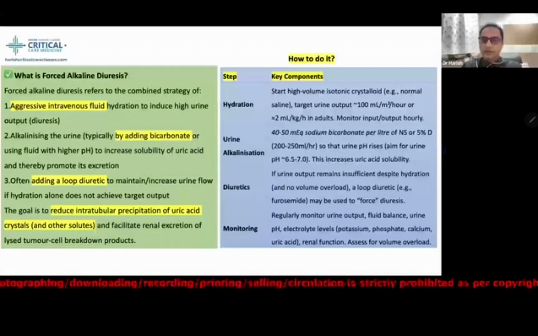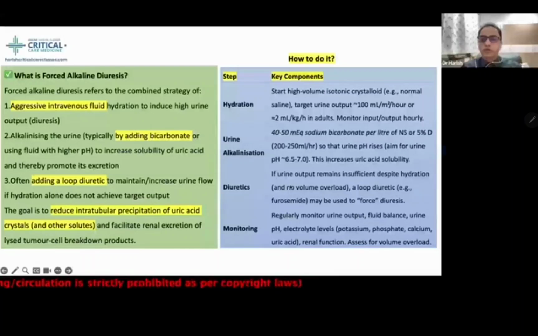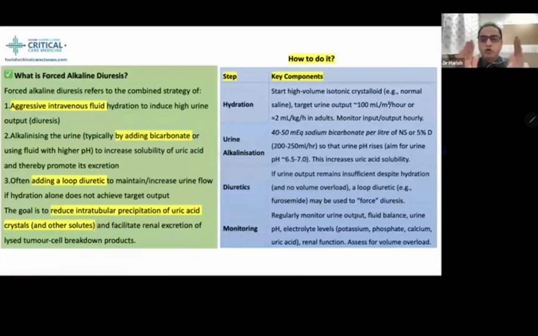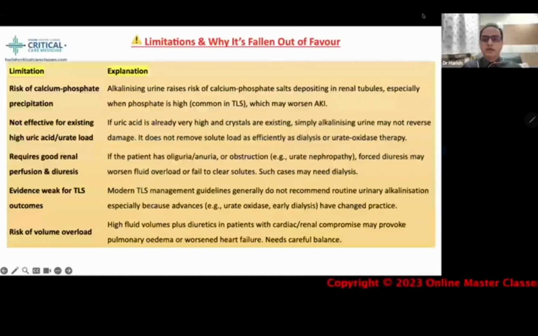For diuretics, if urine output remains insufficient, then you can use a loop diuretic like furosemide to force the diuresis. But again, you need monitoring of ABG, pH, intake, output, urine output, and all electrolytes including phosphate, calcium, potassium, uric acid and all. We need to assess regularly for signs and symptoms of volume overload also. This is the forced alkaline diuresis. But why is it not currently used? Why has it fallen out of favor?